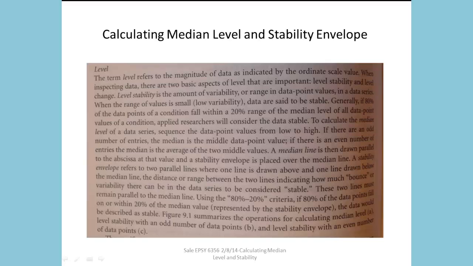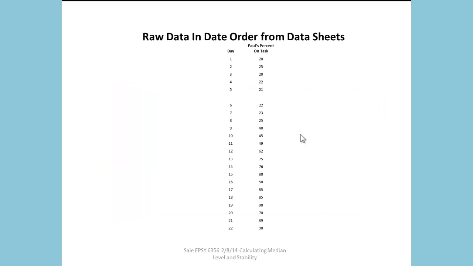I'll be drawing directly from the book by Gast, the chapter 9 text in front of you right now. It explains level and level stability. We're going to use raw data that I have created, simulating 5 days of baseline and about 17 days of intervention data. It's my on-task behavior. You can see the data points right here that we'll be using. For now, we're going to ignore the intervention data.